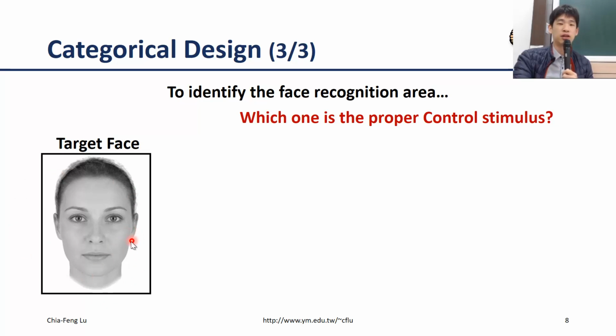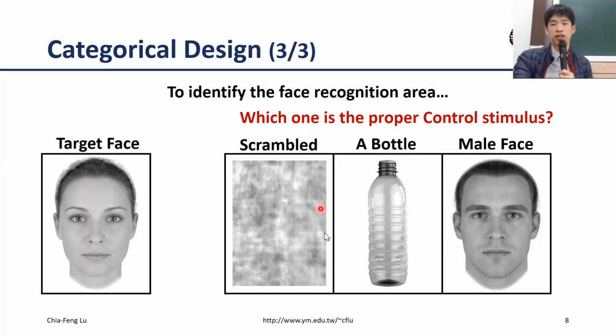Okay, so you can see it's a monochromatic, gray-level female face. But the question now is, which one is a proper control stimulus? If you have the options right here, which one would you like to use? The very first one is more like a random picture. It's just a scrambled one, nonsense, with no meaning behind the picture. But if you use this one as the control, the components are very different from our human face. There's no specific shape, no concrete shape there.